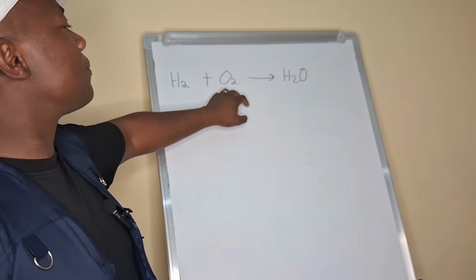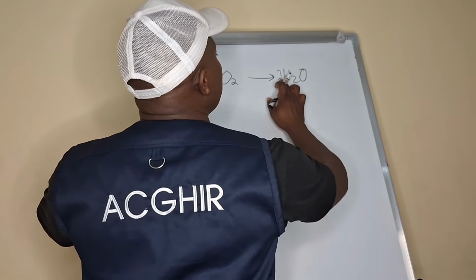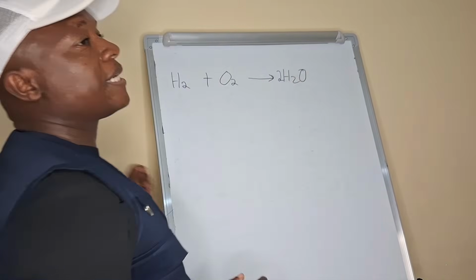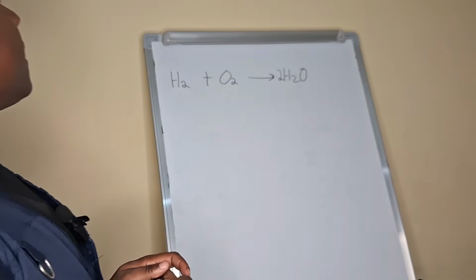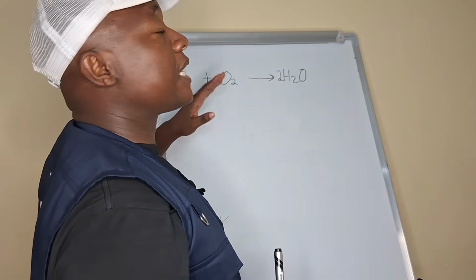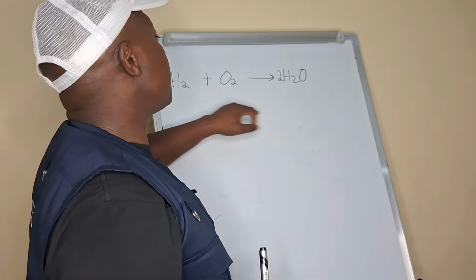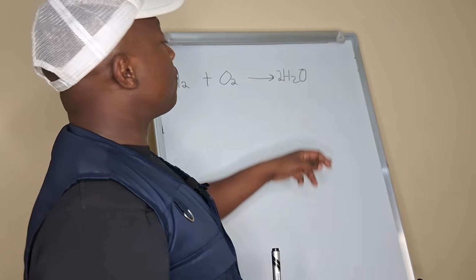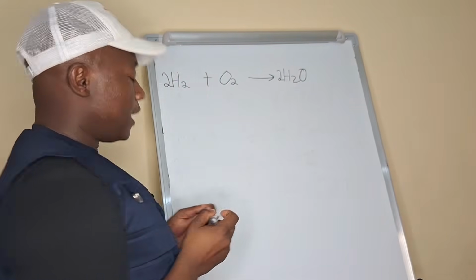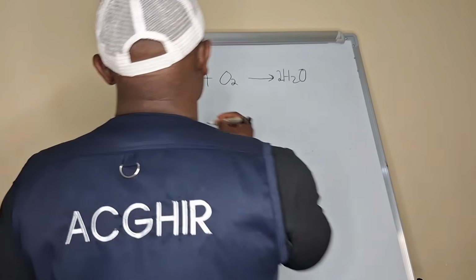So for us to balance this equation, we need to put a 2 here. If we put a 2 here, it means we now have two oxygen atoms on the right-hand side, which is the product side, and we also have two oxygen atoms on the left-hand side, which is the reactant side. But when we look at hydrogen now, we have got two hydrogen atoms here, but here we've got four hydrogen atoms. So for us to have four hydrogen atoms here, we need to put a 2 here, and we would have balanced our equation. Right, let us continue.